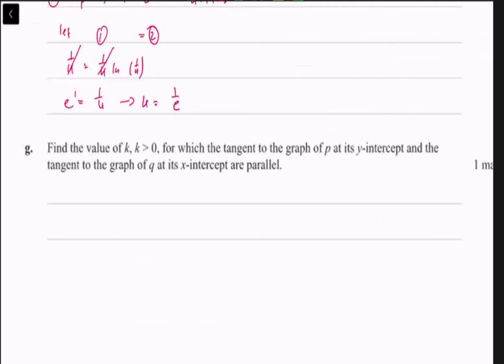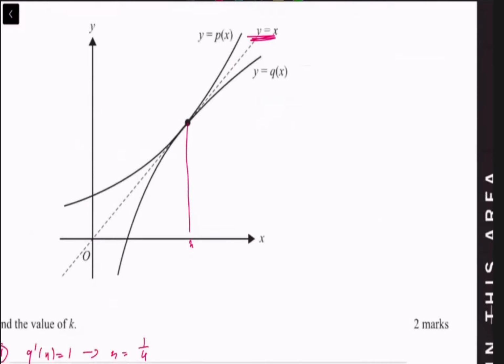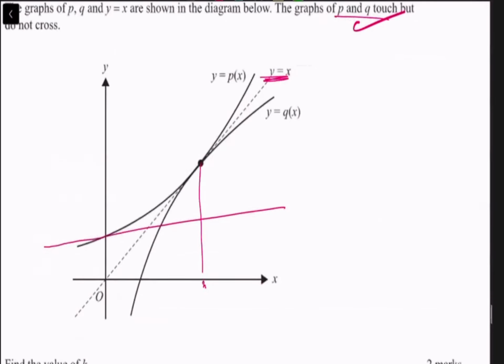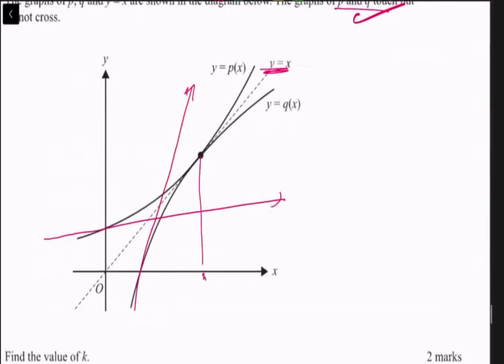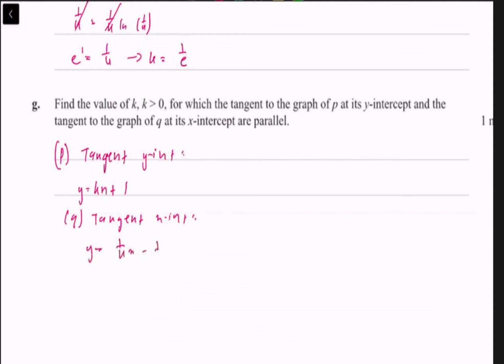Find the value of k, which is greater than 0, for which the tangent of p at its y-intercept and the tangent of q at its x-intercept are parallel. So p at its y-intercept, something like this and this, except we want these two lines to be parallel. First we should find the equations for the tangents. The tangent at the y-intercept of p is going to be y equals kx plus 1. You can find these using your CAS or do them by hand. They're not that bad because the equations are pretty good. And so 1 on k x minus 1 on k for the other.